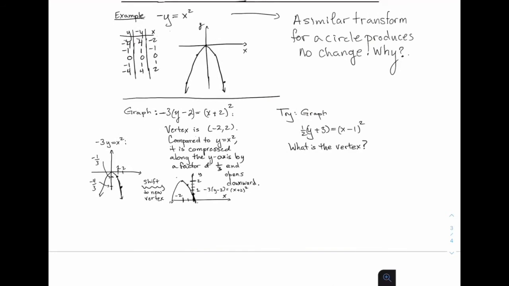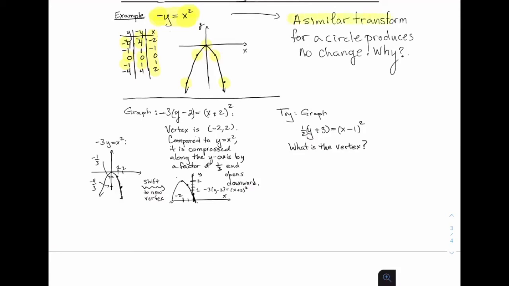Looking at this example, plotting points, we'll plot the same points because the symmetry is the same. So when x is -2, for instance, negative y is 4. And so y is -4. Let's pick 0, 0. If x is 1, negative y is 1, so y is -1. We plot these points. We find out this is a reflection of our parabola. It's a downward facing parabola. So whenever you have a negative sign in front of the y, you're going to get a downward facing parabola.